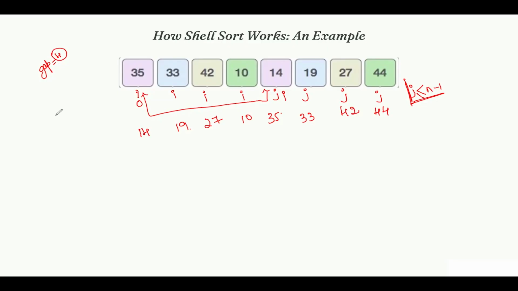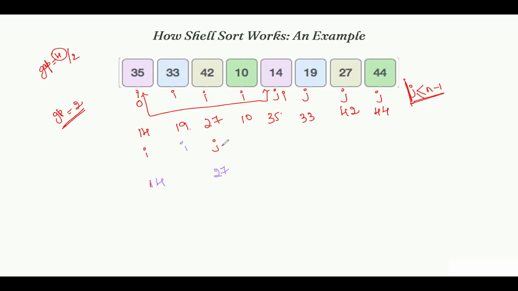Okay, so immediately my gap will be reduced by half, which is nothing but 2. Now my gap value is 2. So once again I will start with the i. The j value is going to be here. Now what I'm going to do is compare 14 and 27. Of course there are no changes, so it is going to remain as it is. So 14 over here and 27 over here.